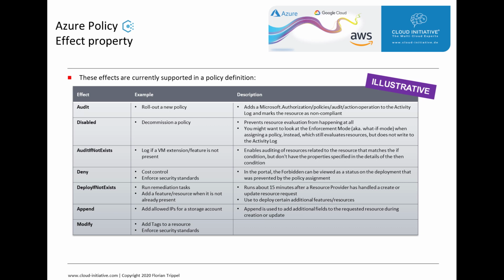When we just want to write an entry to the activity log, we would use the audit effect. When we want to check for the non-existence of a certain feature in a resource request, we would use the audit if not exists effect. Instead of blocking the creation, we could also take remediative actions such as deploying or enabling certain security features. We can use the deploy if not exists and the modify effect. When we want to prevent the creation of resources, for instance due to regulatory or financial constraints, we could use the deny effect.